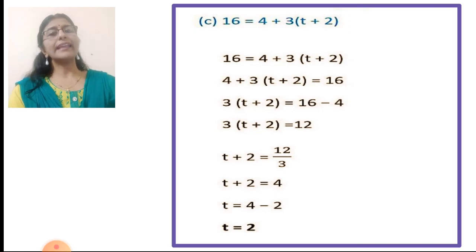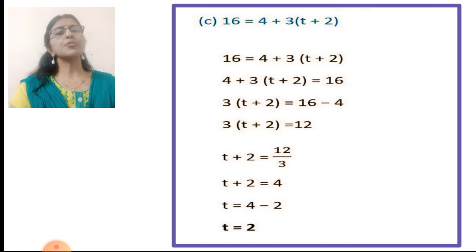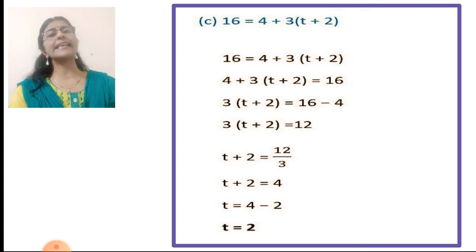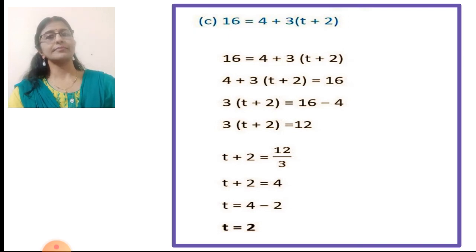And then again we will transpose 2 from the left hand side to the right hand side. So plus 2 will become minus 2. So t will be equal to 4 minus 2, and 4 minus 2 is 2. So this way we got the value of t as 2.